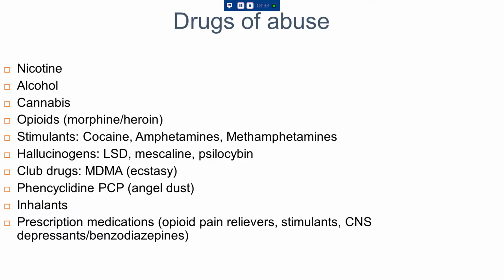There are a number of different drugs of abuse. We have nicotine, alcohol, cannabis, opioids, and stimulants like cocaine, amphetamine, and methamphetamine as well. There are hallucinogens, so drugs which have a hallucinogenic effect, such as LSD, mescaline, psilocybin. Club drugs like MDMA, which people like to take when they go for a drink and dance. PCP, which we'll talk about later on. There are inhalants, and there are also prescription medications, such as opioid pain relievers, different stimulants, depressants, etc.